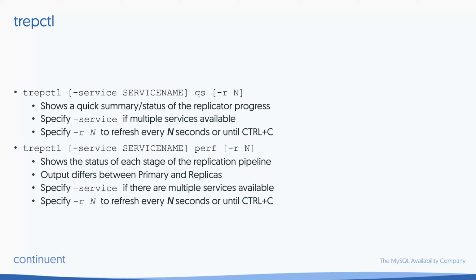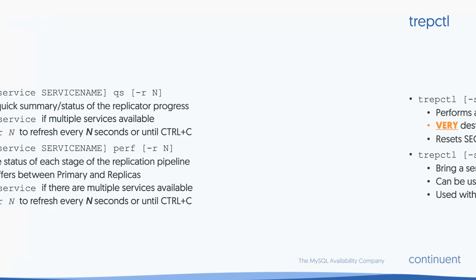And then the trepctl perf command. This is a more detailed status of each of the stages. It gives you that in an easy to view tabular format. The output will differ between a primary and a replica because we have those different stages, but I will show you that shortly in a demo so you can see the difference.